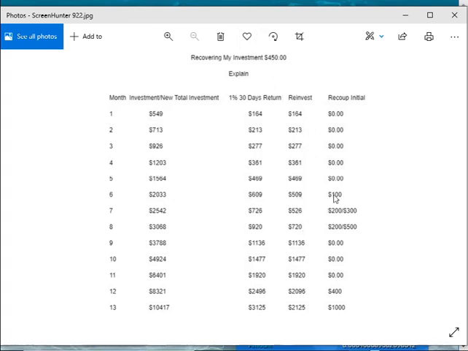Month 6, I take out $100 right here. Then month 7, I take out $200, gives me $300 of my $450 investment. Month 8, I take out more, $200. That takes out a total of $500. That covers my initial investment. Now I'm working with their money. I don't have anything to worry about. I can invest that somewhere else if I want. But I want to pull that out so I can say, I got my money back. I'm now working on their money.